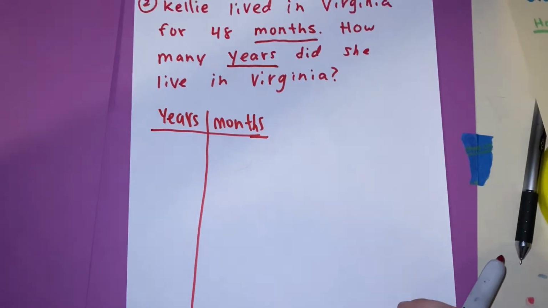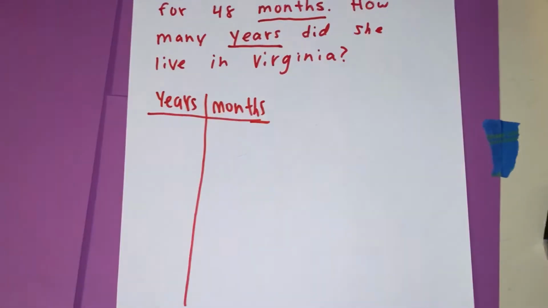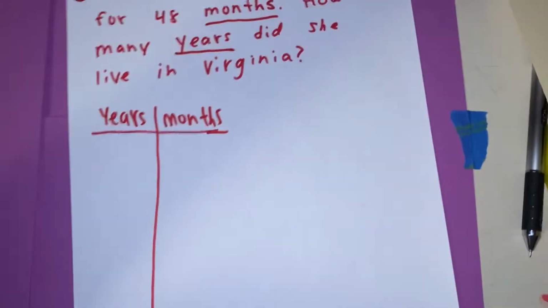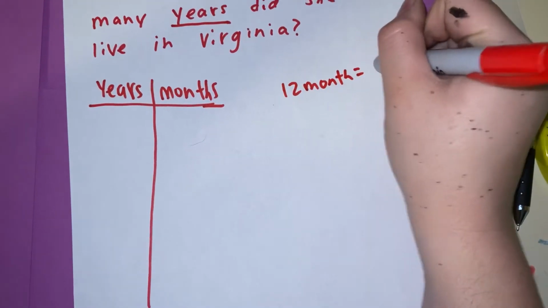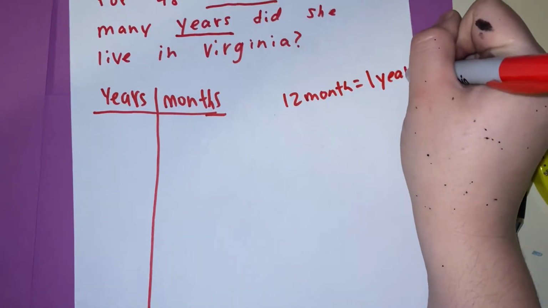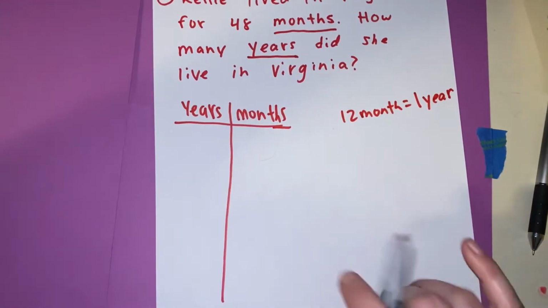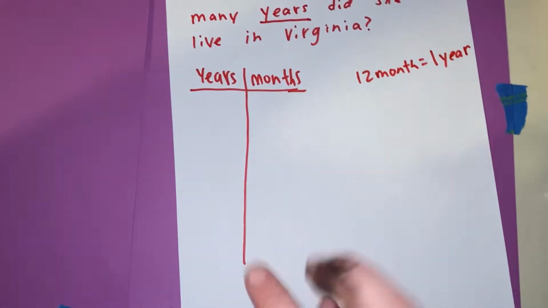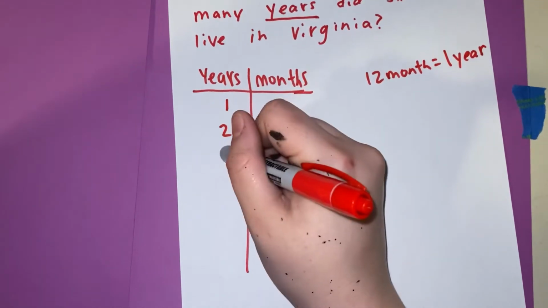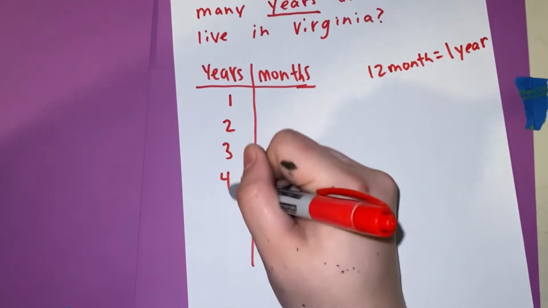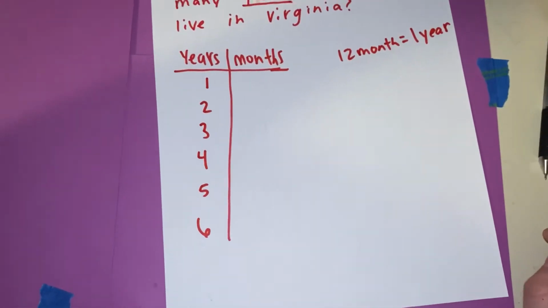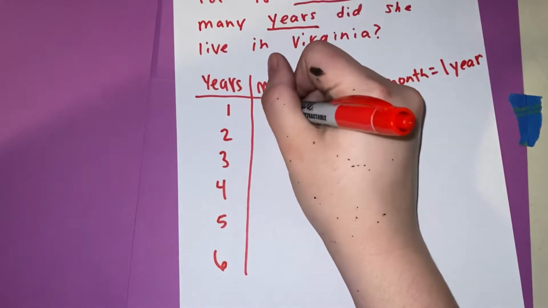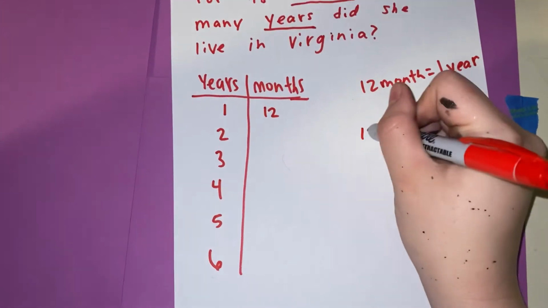Do we know how many months are in a year? If you look back at your study guide or the previous video, you would know that 12 months is equal to 1 year. So we're looking at for 48 months, but we don't know what order to put the numbers in to get to 48. So I'm just going to number down to about 5 and see if we can get to 48 that way. Or I go down to 6, and then when we get to 48, we can just stop because we know that's what year we're going to be at. So we know the first year is just 12 months. We're going to go ahead and do repeated addition again.